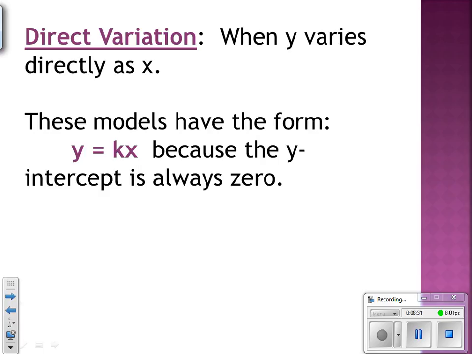All right, direct variation is something that you guys have worked with in the past. Direct variation means that y varies directly as x. Those models are going to have the form y equals kx. And the reason there is no b at the end, like our typical y equals mx plus b, is because the y-intercept is always 0. It's always going to pass through the origin in graphed form.